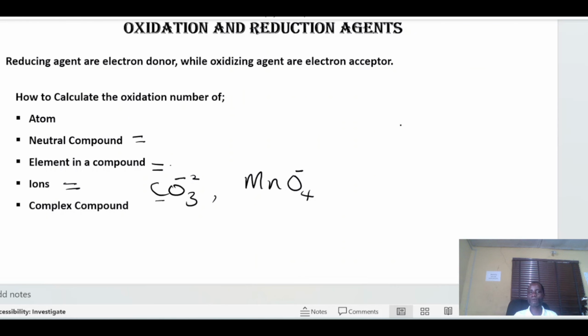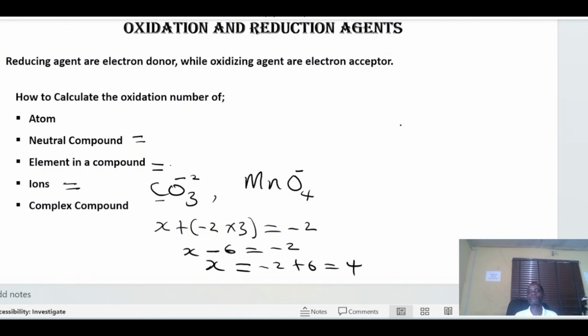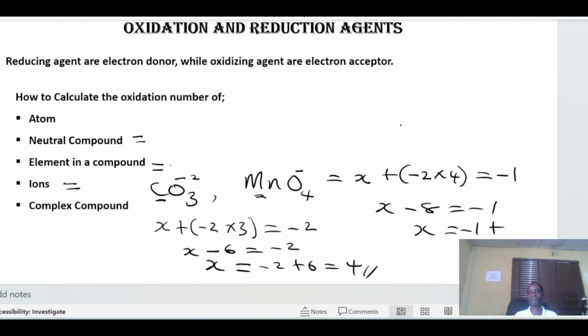For example, let carbon equal to x, that will be x plus open bracket minus 2 times 3 equal to minus 2. That will be x minus 6 equal to minus 2. X now equal to what? Minus 2 plus 6 equal to what? 4. Then the oxidation number of carbon here is 4. But let's look at the manganese here. Manganese will be equal to x plus open bracket minus 2 times 4 equal to minus 1. Therefore, x minus 8 equal to minus 1. X is equal to minus 1 plus 8. X is equal to what? Is equal to 7.